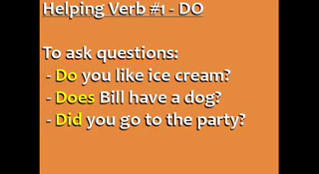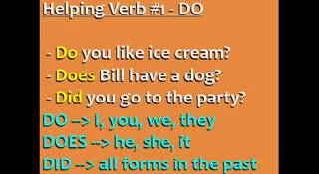Do you like ice cream? Does Bill have a dog? Did you go to the party? Use do in the present tense with I, you, we, and they. Use does in the present tense with he, she, and it. And use did with all forms in the past.